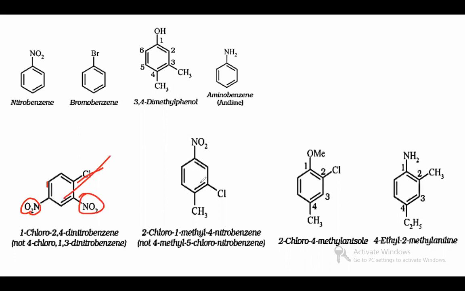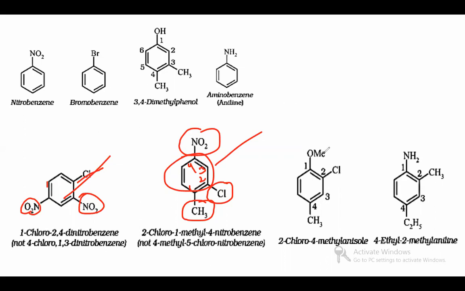For this one, so preferential. Look at which one should get the least value from this side. 1, 2, 3, 4. Which covers more number of substituents? 1, 2, 3, 4. 1 methyl, 2 chloro, and 4 nitro, and the rest is benzene. So 2 chloro, 1 methyl, 4 nitrobenzene.